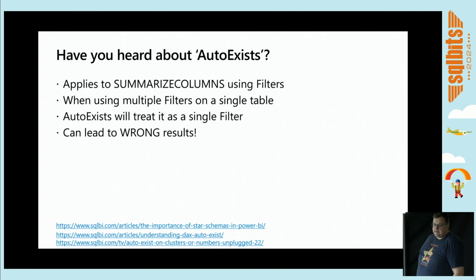I'm not going to go into too much detail here, but there is something called auto-exists. It's a property that the engine uses when you're using multiple filters on a single table with the SUMMARIZECOLUMNS DAX function. What that means is it's going to try to merge those two filters together, and it's going to drop some records on either side that you would actually need. So usually you'll get fewer records returned. It does that so it doesn't have to scan the entire data set multiple times. It's going to help you get faster results, not better.